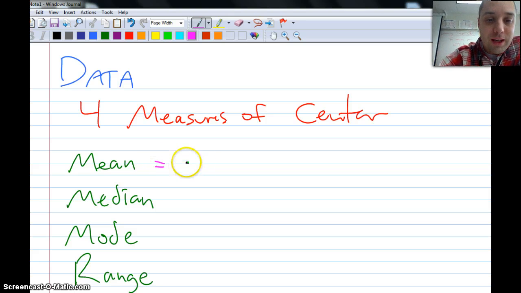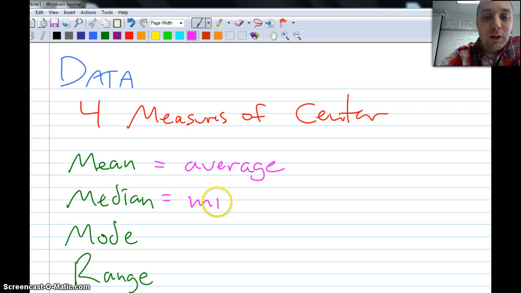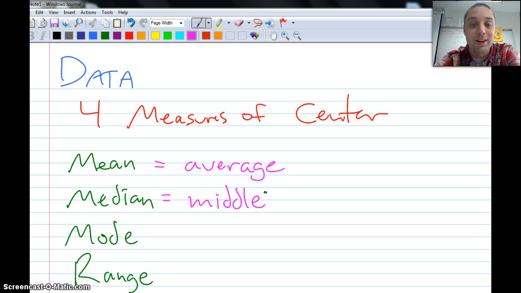One-word definition for mean, average. Add them all up, divide by how many there are. One-word definition for median, middle. Put the numbers in order from smallest to biggest. Got to be in order. Find the middle. What do you do if there's 2 middles? Well, you find the middle of what those 2 numbers are. We'll see that in a minute.